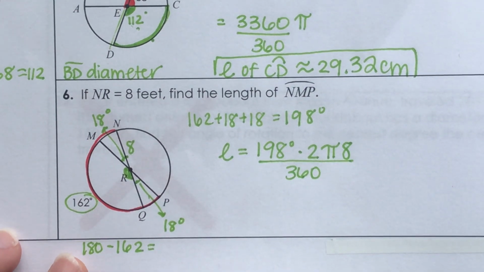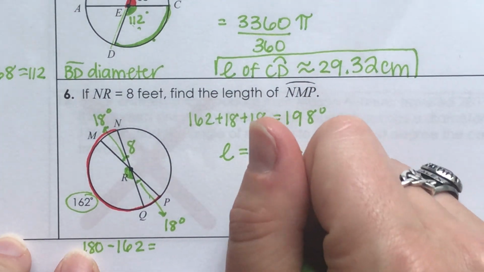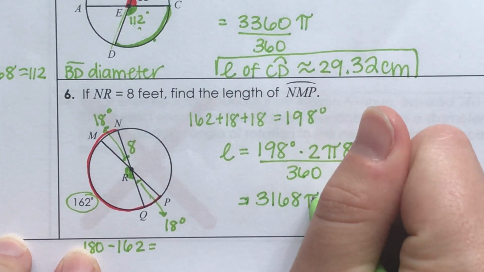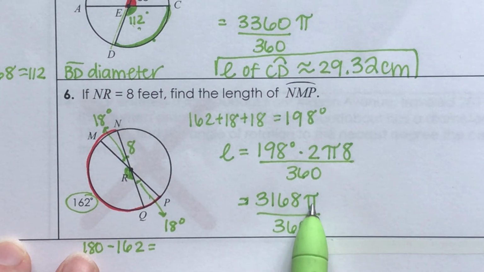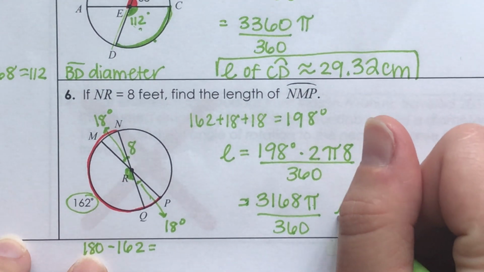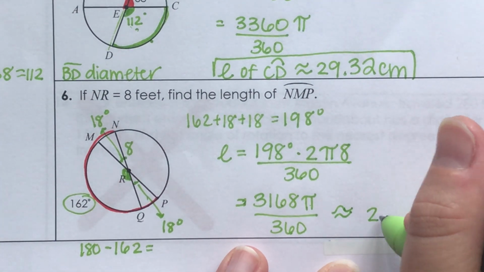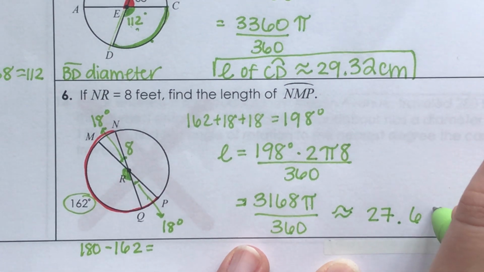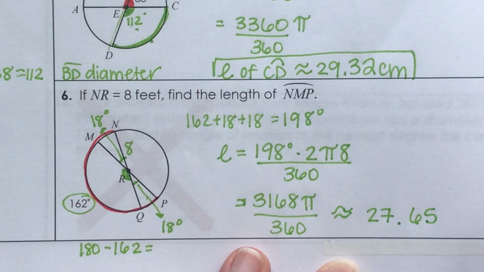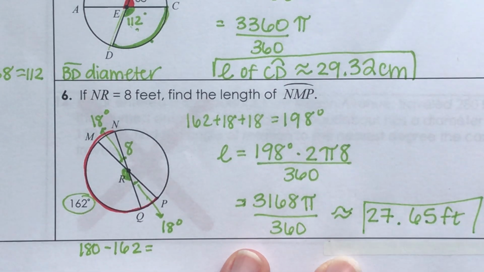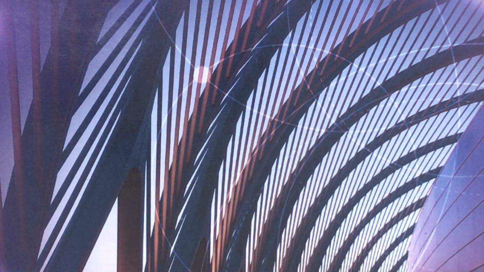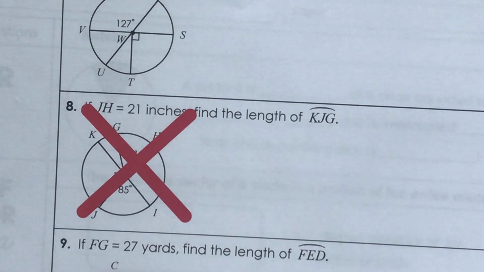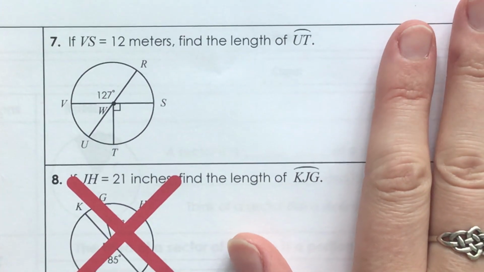Okay, multiply my numbers together first. On top, I get 3,168 pi over 360. When I multiply this times pi and then divide that by 360, I get approximately 27.65, and I'm talking about feet, so my answer is in feet. All right, on to the next. Okay, we're skipping through a couple of them, as you can kind of see here. No biggie. All right, number 7.